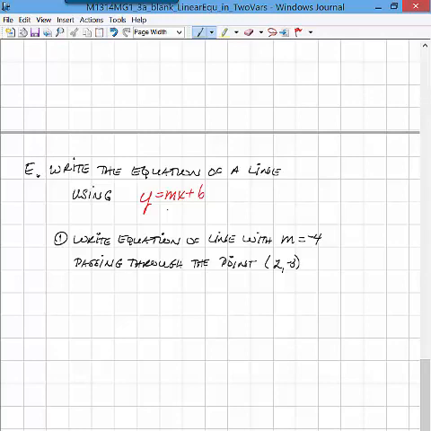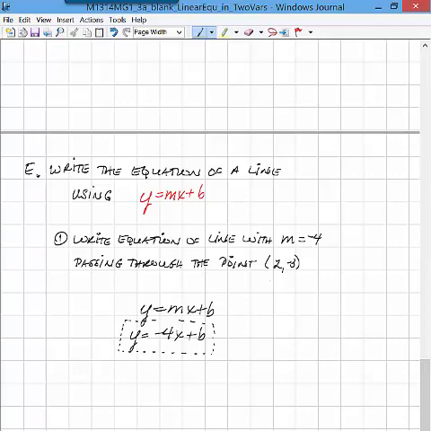So look at example 1. Write the equation of the line with the slope of negative 4 passing through the point 2, negative 3. So I'm going to start with y equaling mx plus b, and I know that my slope is given to me to be negative 4, so I can put the negative 4 in for m. At this point, I almost have the answer, so I'm not going to square it off. I'm going to put a dashed line around it. I need to find b.